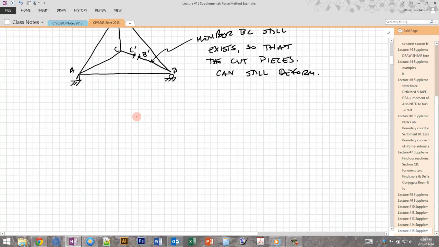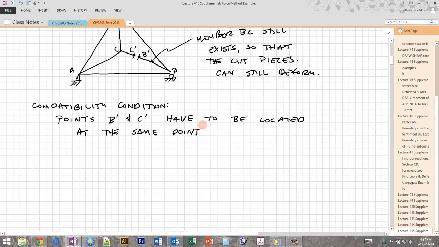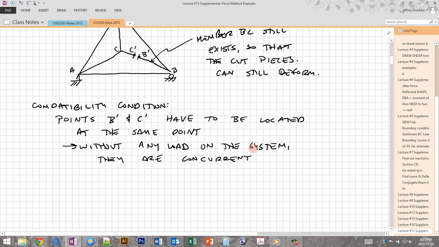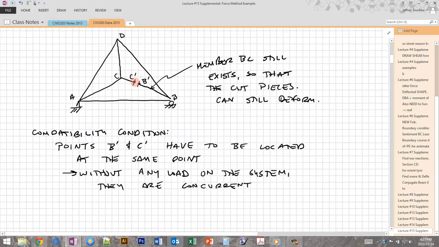So as I said, let's look at that compatibility condition, which is that points B prime and C prime have to be located at the same point, because in reality, in our real indeterminate system, we don't have a cut member, we have a continuous member, so all of the points have to come together and there can't be a real gap in the system. And even for our primary system, when we have made this cut, so we just make a cut at any point along BC, as long as we don't add any loads to this system, then we're assuming that those cut pieces are actually formed together. So they won't separate until we add some either external load or we add a redundant load at the cut.